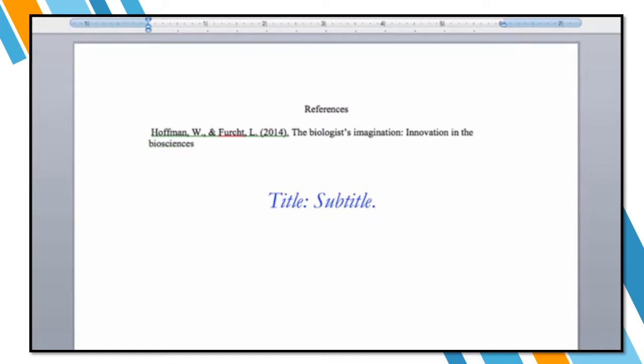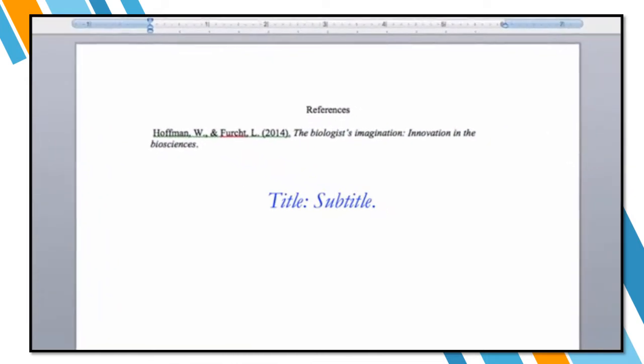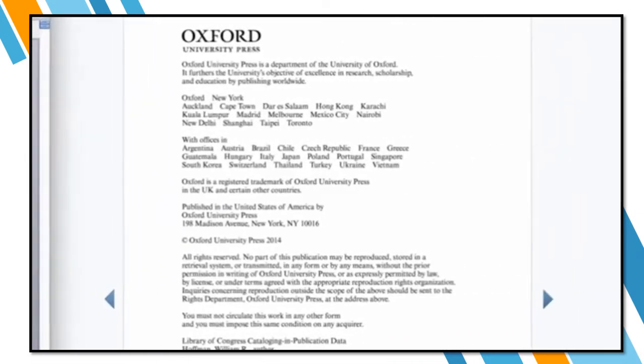And remember to only capitalize the first word. And then the entire title of the book needs to be italicized. After the title and subtitle is a period. The next information we need is the location where this book was published. This information can also be found on the copyright page.